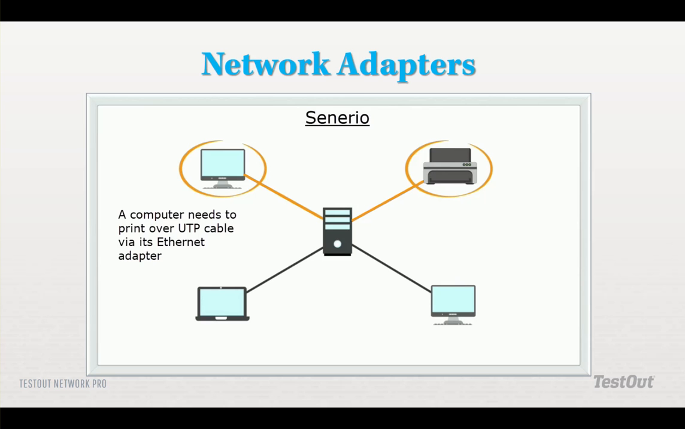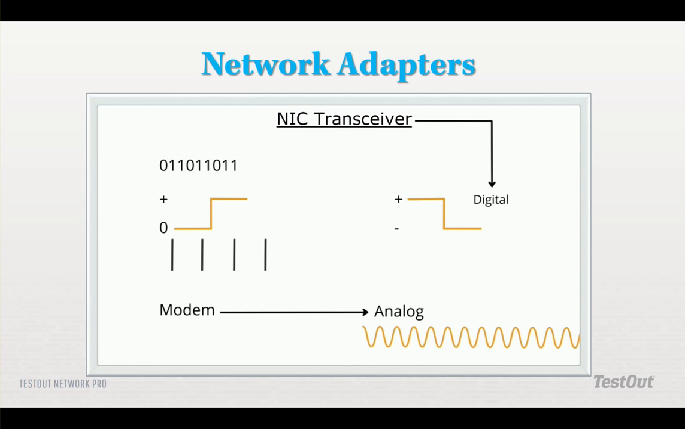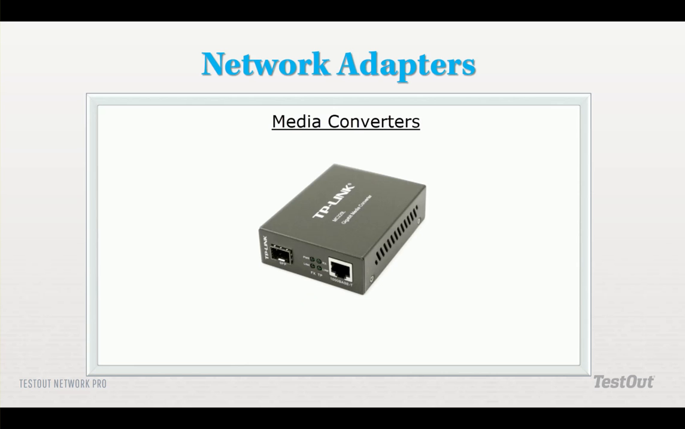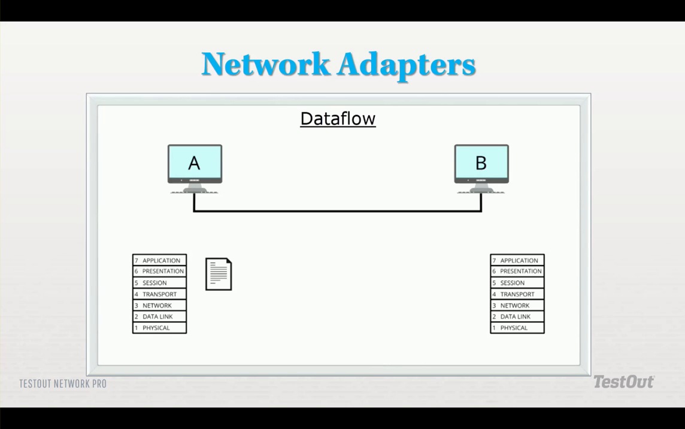So here you have a computer that needs to print over UDP, unshielded twisted pair, over the Ethernet, and doesn't know where to go. It needs to send out signals through the NIC, and through the modem it would be analog. Then we have the SFP to connect. This is a media converter, and you can see how it's got 2 different types of connectors. One is Ethernet, Cat5e or Cat6, and the other is going to be fiber. MAC address we already talked about.